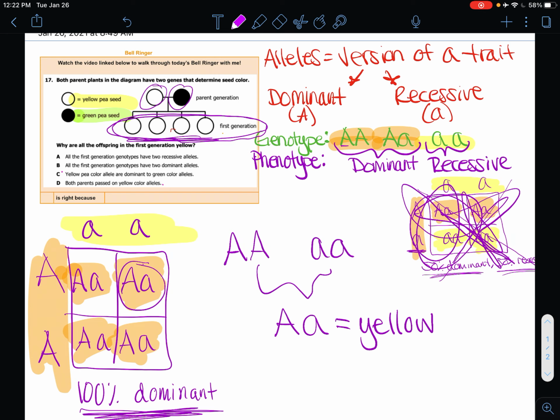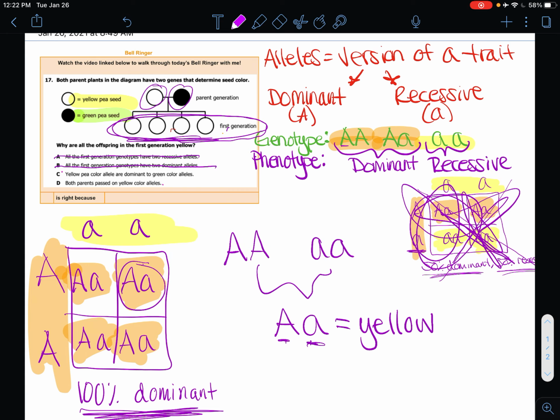Okay, so let's take a look. Choice A says all of the first generation genotypes have 2 recessive alleles. That's not true because we have one capital A. So we have one dominant, one recessive. So it's not going to be choice A. Choice B says all of the first generation genotypes have 2 dominant alleles. Again, not true. We've got a lowercase a, which is recessive.